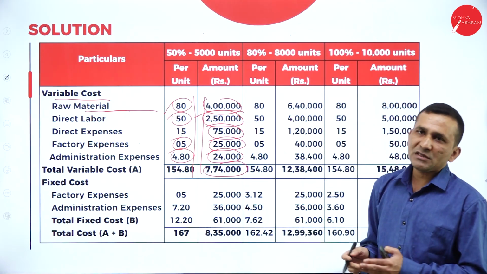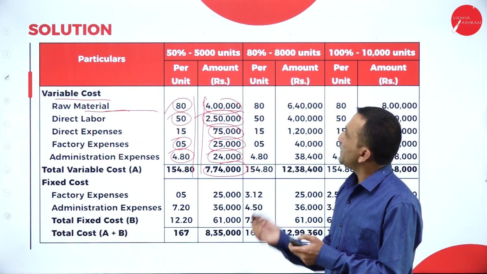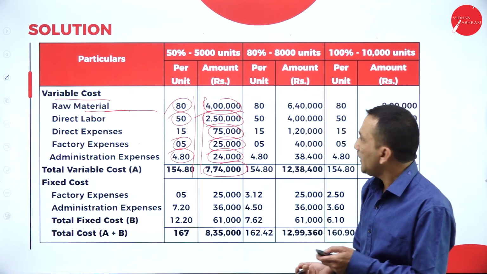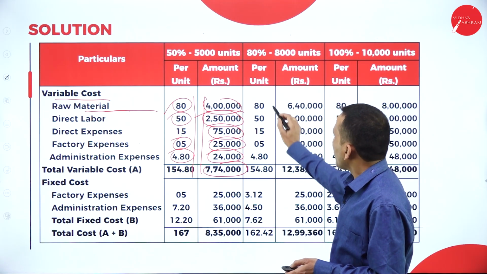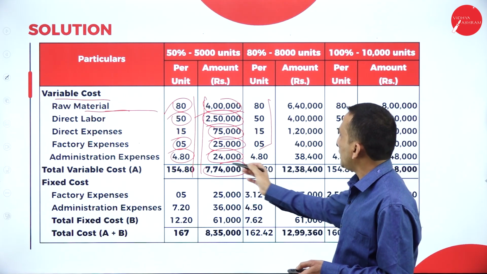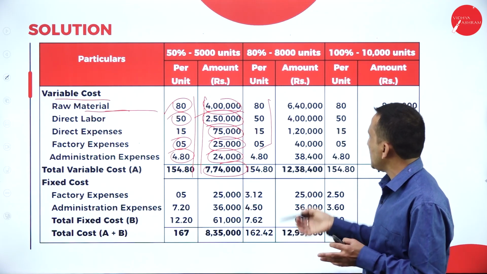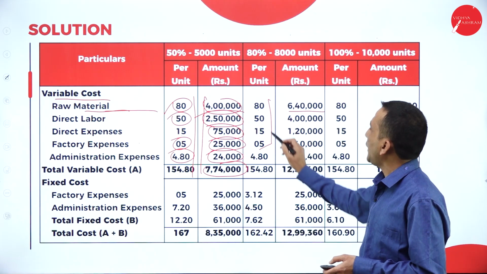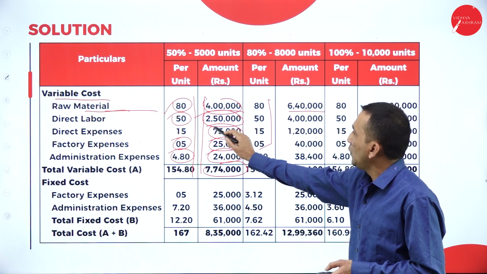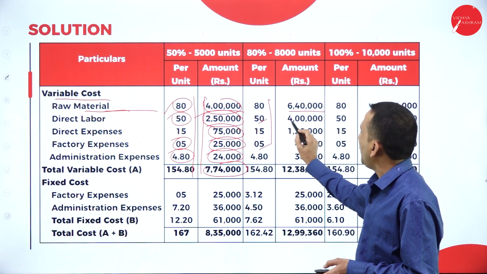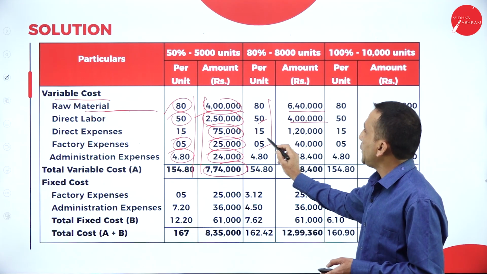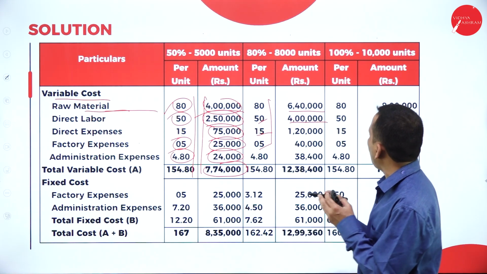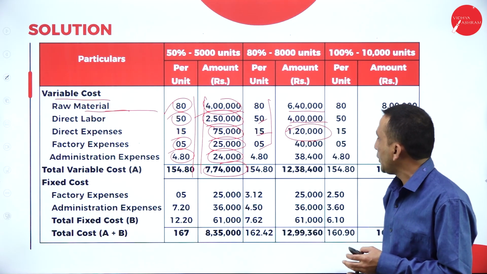Moving to the 80% capacity. So here the 80% capacity means obviously 8,000, the units are increased here. So for 8,000 units, the rate is common everywhere, okay, so the rate is common. Now 80 into 8,000, 6,40,000. 8,000 into direct labor 50, 4 lakhs we are getting. For 8,000 units, the direct expense value is given per unit 15, so 1,20,000 you are getting.